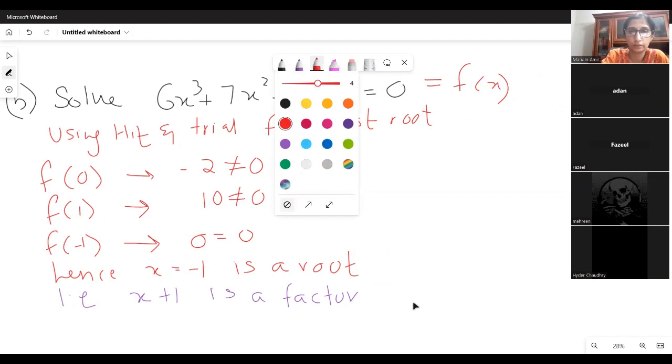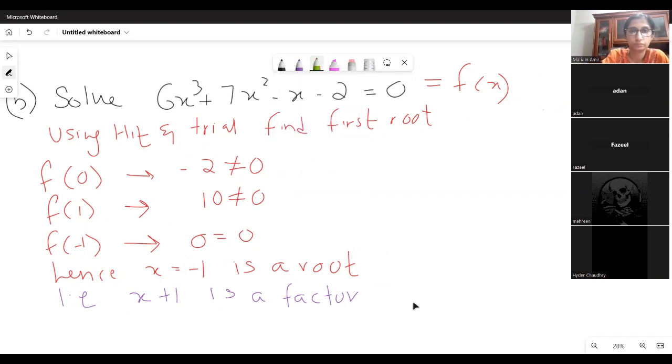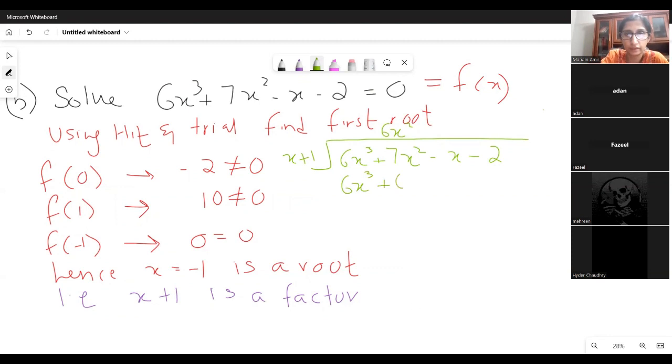Okay, so let's divide. 6x cubed plus 7x squared minus x minus 2 is being divided by x plus 1. So 6x squared, which gives us 6x cubed plus 6x squared. Change the signs. Minus, minus. This gets eliminated, and we have x squared minus x minus 2.